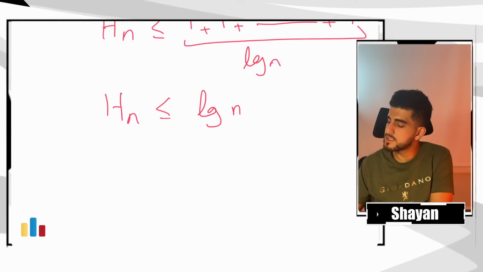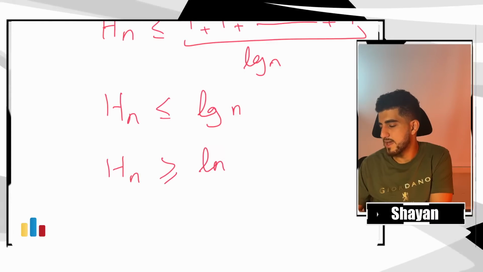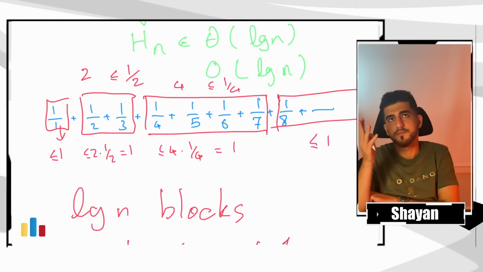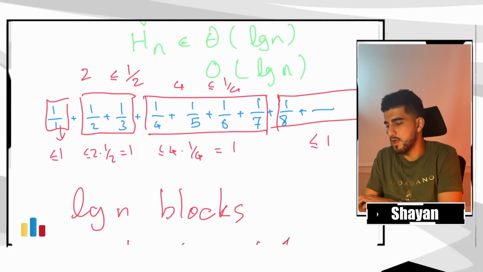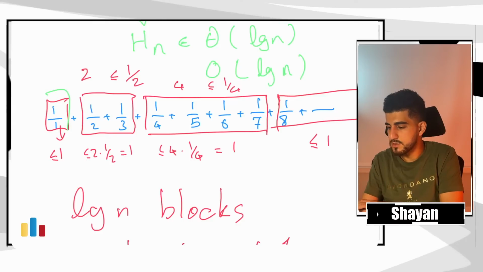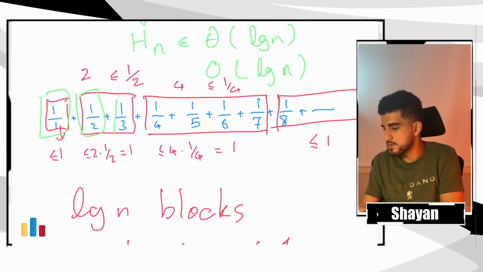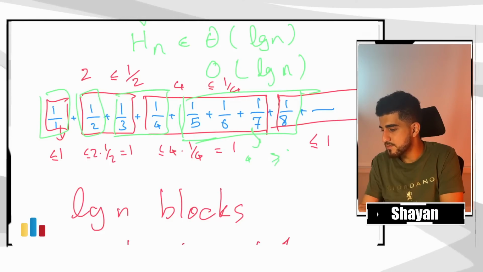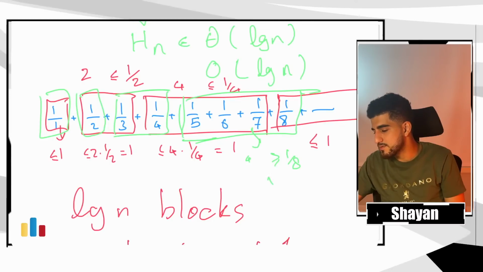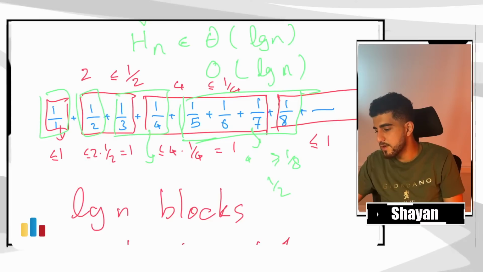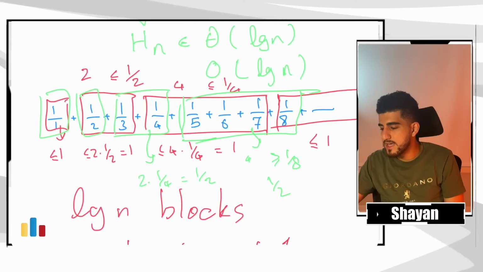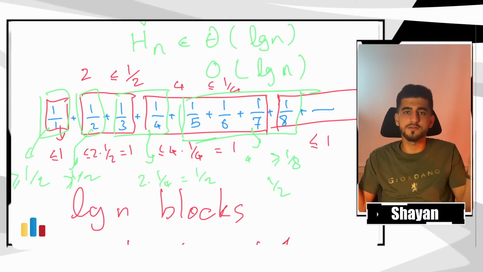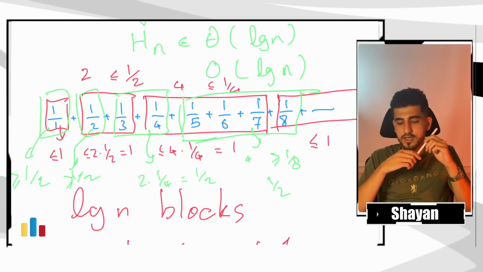There's also another, similar proof that shows that H of n is also at least log n half. That is very similar to it. It just changes a little bit, like this. The blocks will be changed like this. This will be my first block, this will be my second block, this will be my third block, my fourth block. And the point is, for example, in this block, we have 4 numbers, each at least 1/8. So this block is at least 1/2. This block, we have 2 numbers, each at least 1/4. So this block is at least 1/2. Again, this block is at least 1/2. And this block is 1, so it is at least 1/2. So we have log n blocks, each at least 1/2. So H of n is at least log n half.